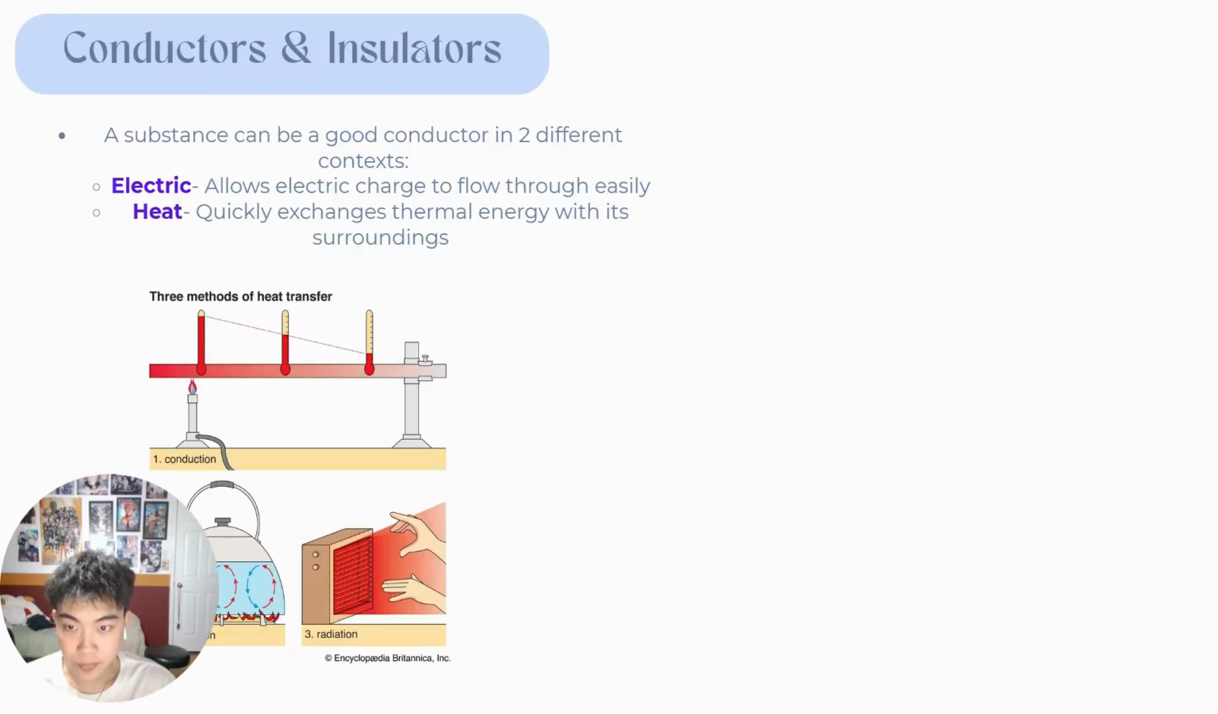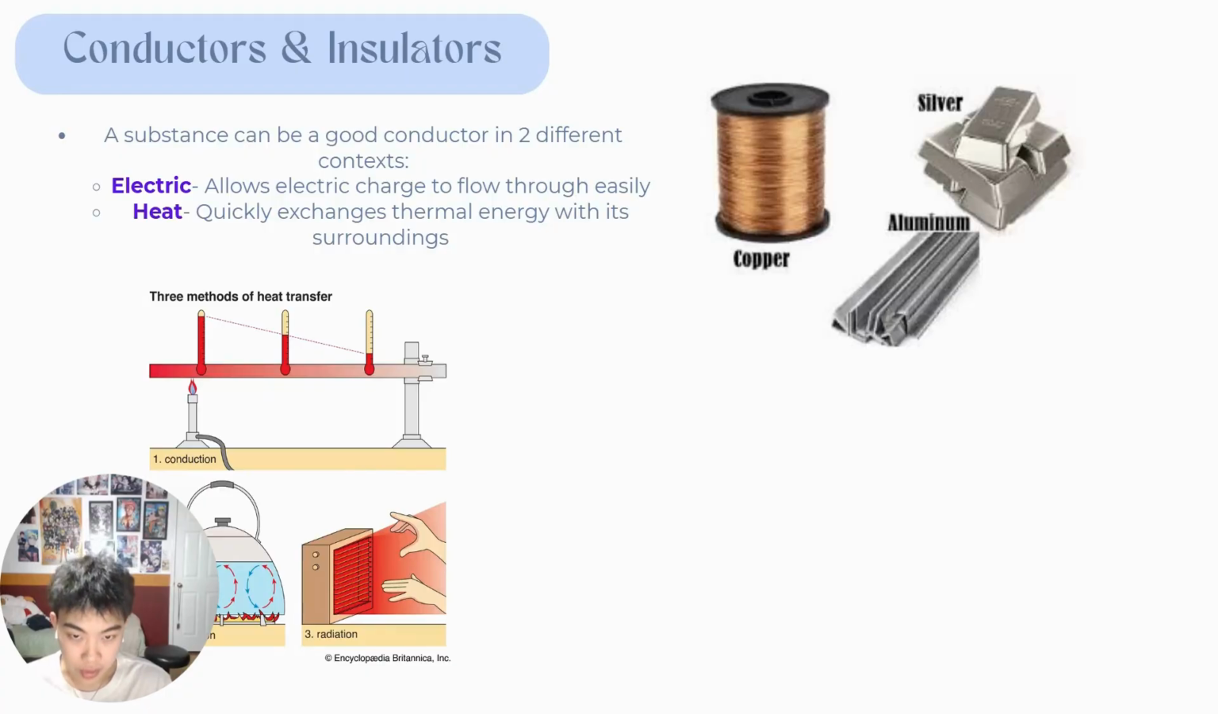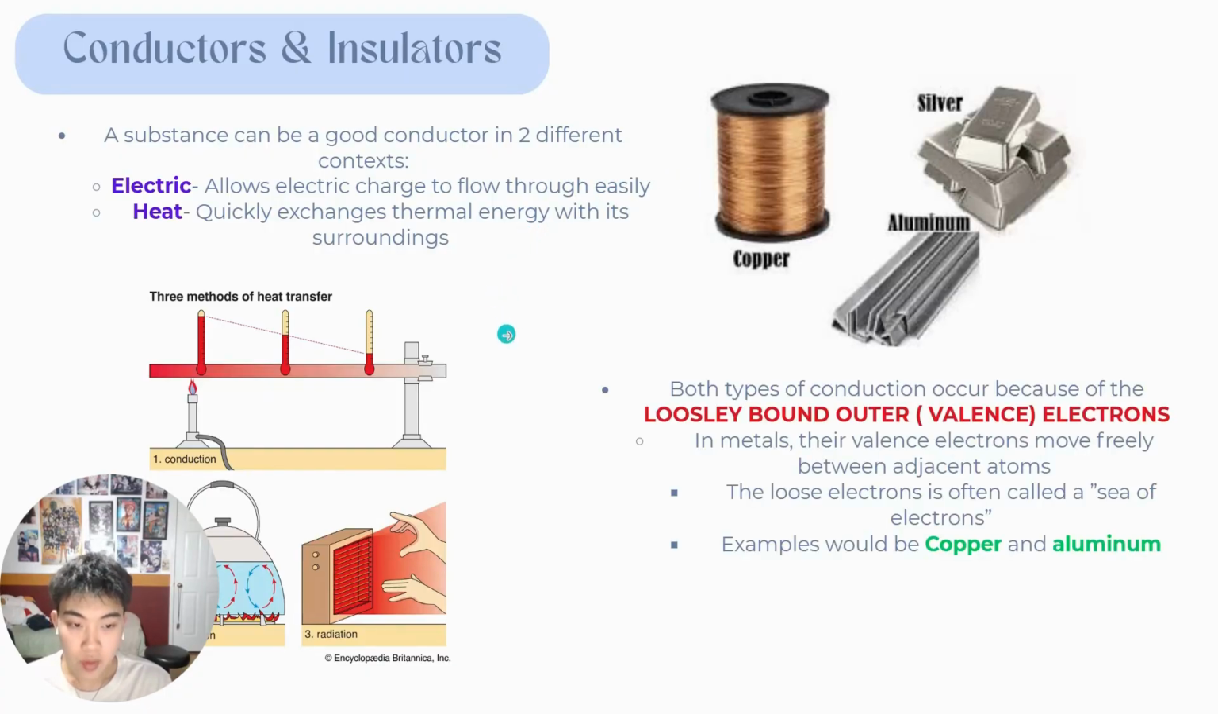Conductors and insulators. A substance can be a good conductor in two different ways. First is electric. Electric conductors allow electric charge to flow through easily, and the next one is heat. Heat conductors quickly exchange thermal energy with their surroundings. Both types of conduction occur because of the loosely bound outer electrons, also known as valence electrons. In metals, their valence electrons move freely between adjacent atoms. The loose electrons are often called a sea of electrons. Examples of good conductors would be copper and aluminum.